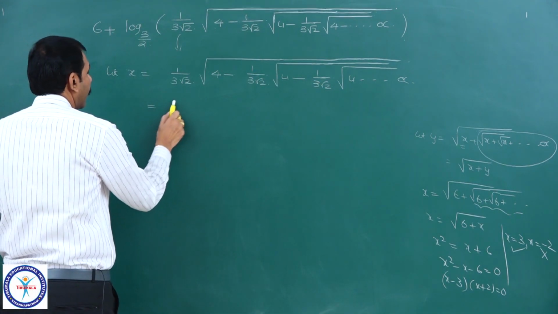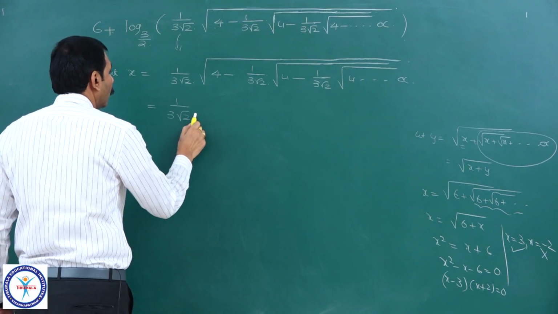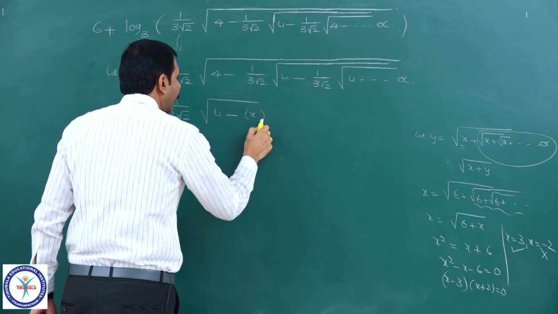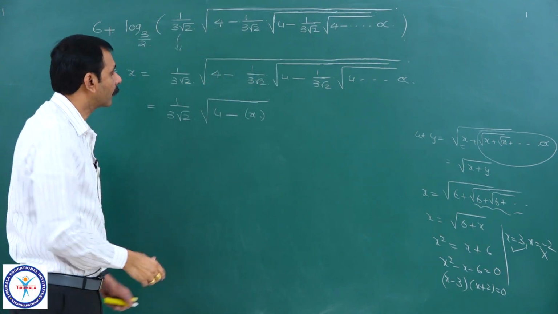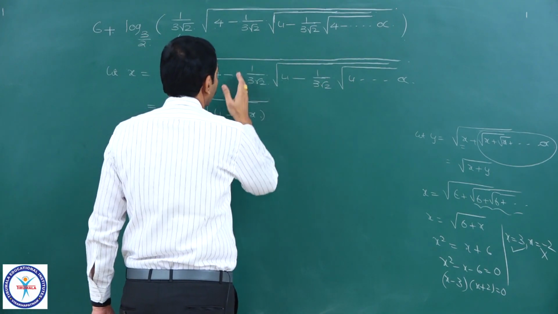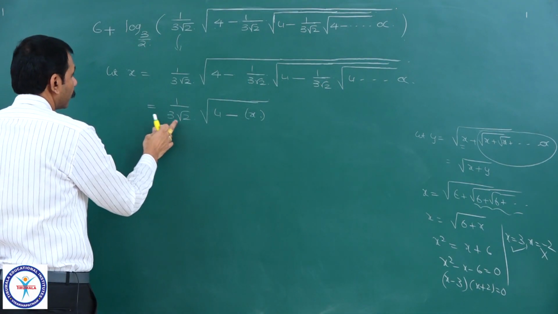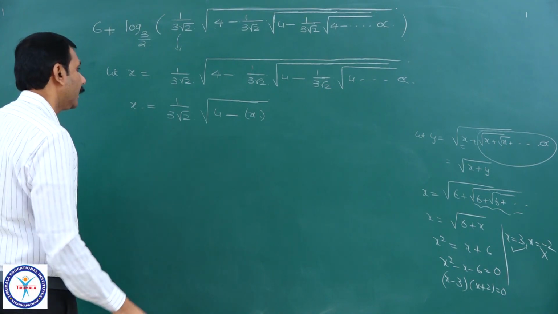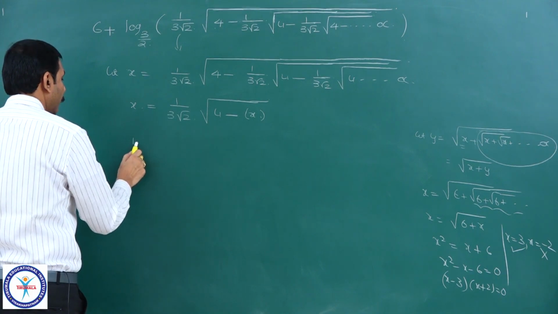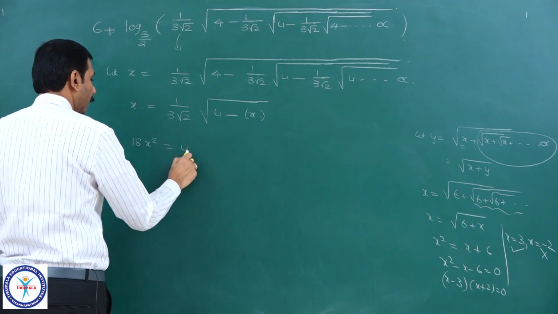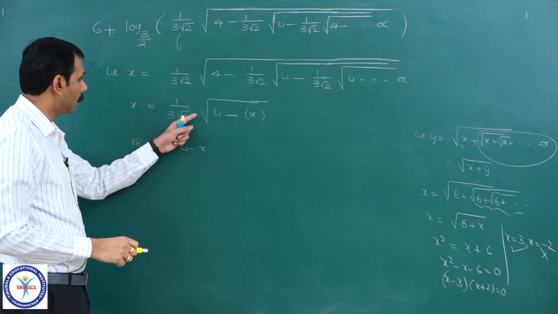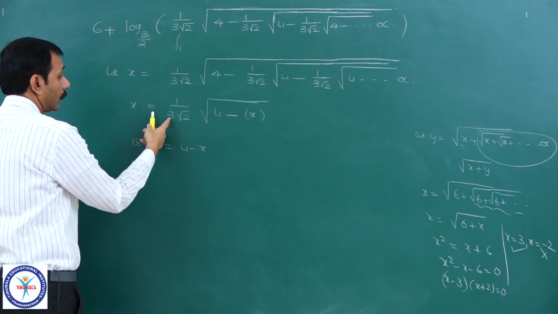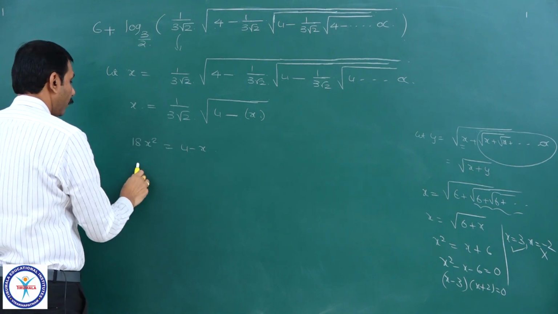Therefore, this can be written as 1 by 3 root 2 into root of 4 minus the remaining term, complete x only. From here onwards, to find the value of x, what I will do? Square it and cross multiply. 9 to the 18 x square is equal to 4 minus x. Hope you can understand this one. Cross multiplication and squaring: 9 to the 18 into x square equal to 4 minus x.